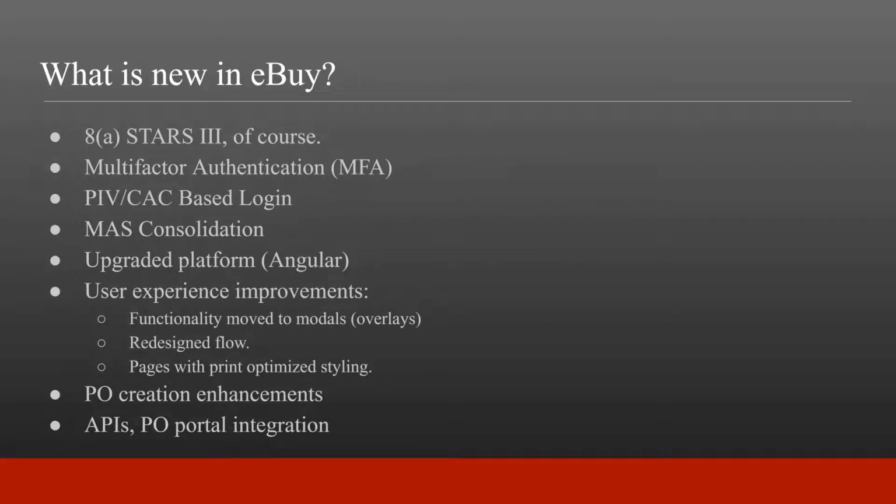eBuy recently went through a pretty drastic redesign. So let's talk for a moment a bit about what is new. Of course, the 8A Stars 3 contracts were literally just loaded about a week ago. That was turned on not too long ago. We have implemented multi-factor authentication by way of, on the buyer side, you can use Google Authenticator, your email, phone, text, similar precautions on the seller side. We have implemented login based on your PIV or your CAC card. That was a very highly requested feature.